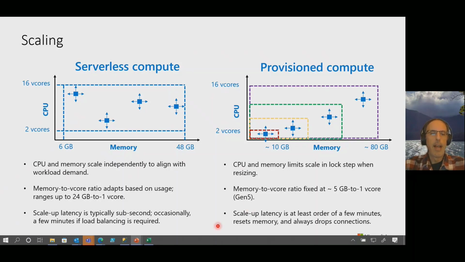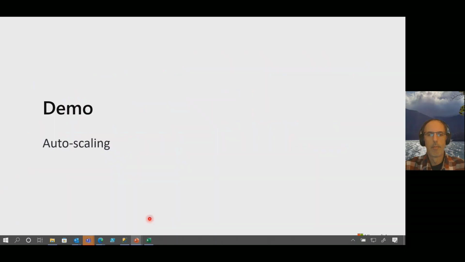Now, this can happen in serverless as well, but only when load balancing is required. Otherwise, most of the time, the scaling up or down in serverless is completely transparent to the customer, both in terms of the performance and availability impact. So with that, I'd next like to demonstrate auto scaling.